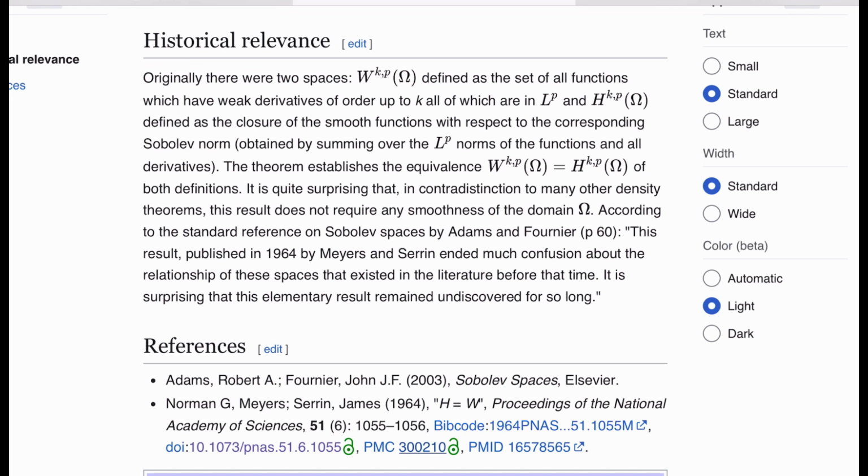Another feature of this theorem is that the result does not require any smoothness of the domain, unlike many density theorems. Actually, there is a version where you want to prove that C infinity functions up to the boundary, that means C infinity on the closure of the domain, which has to be defined precisely, is dense in these Sobolev spaces. That does need some assumptions on the boundary of the set.